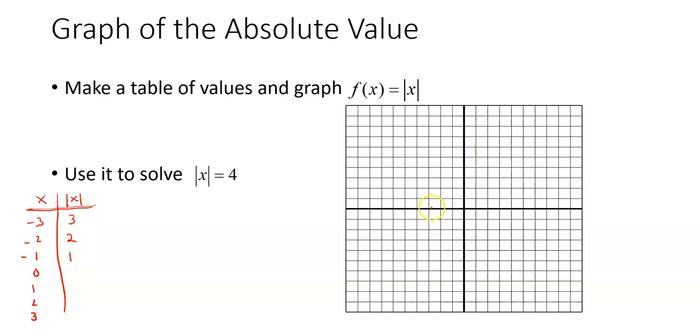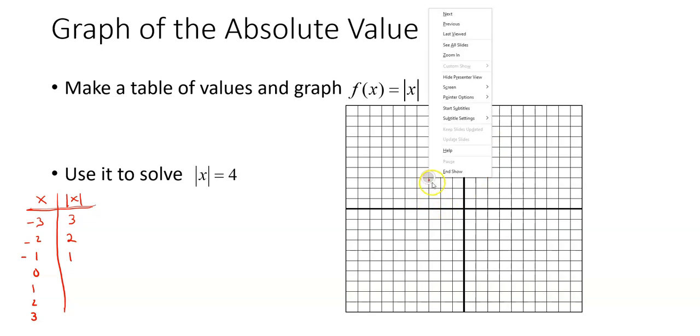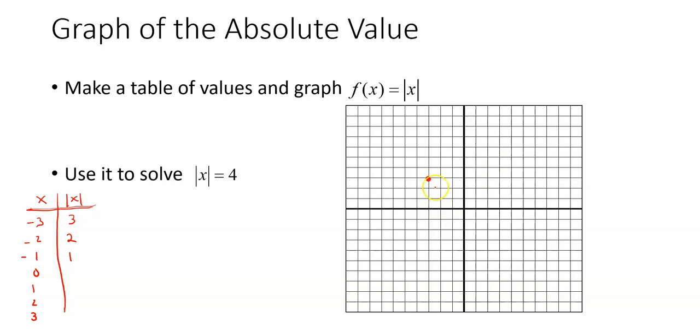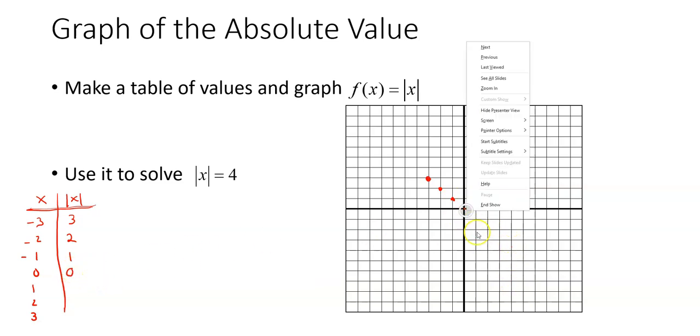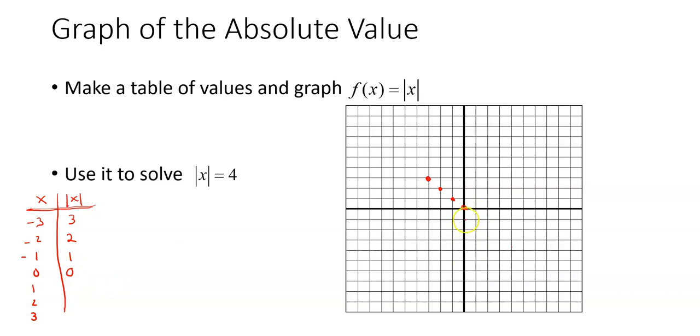Negative 3, 3 is up here. Negative 2, 2 is over here. Negative 1, 1 is over there. And so it looks like a line that just keeps going, maybe down into that quadrant down here. We put a 0 in for x, we get a 0 out for y.